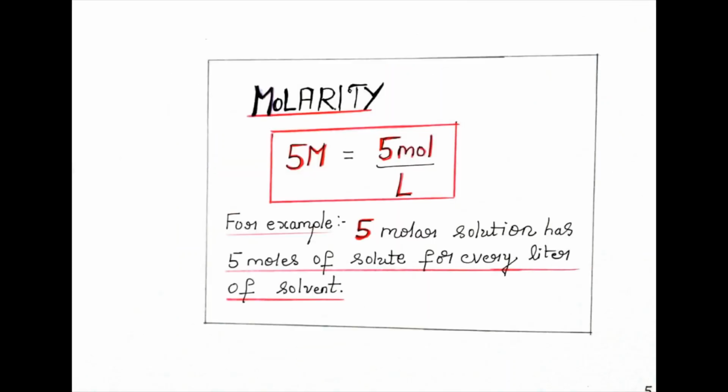Observe this. 5 molar refers to 5 moles of solute for every liter of solvent. Or 2 molar. 2 molar refers to 2 moles of solute for every liter of solvent. So in the same way, if it is 10 molar, 10 moles of solute for every liter of solvent. So molarity is moles per liter.